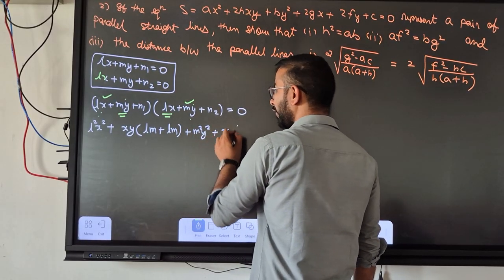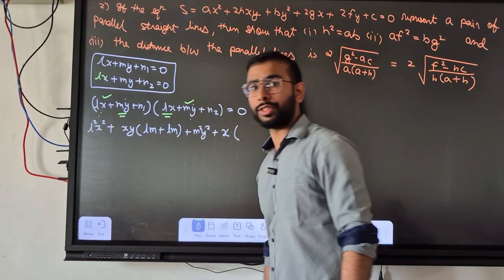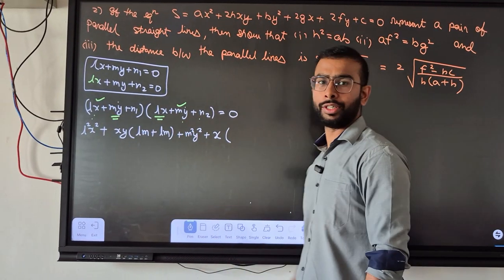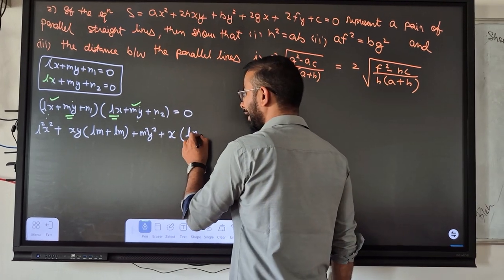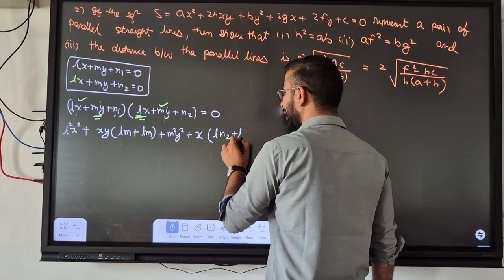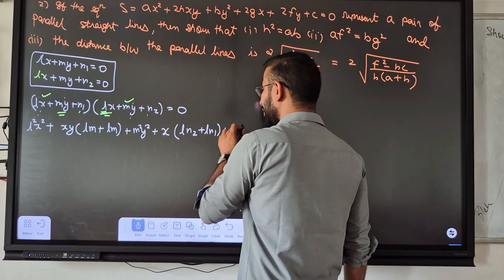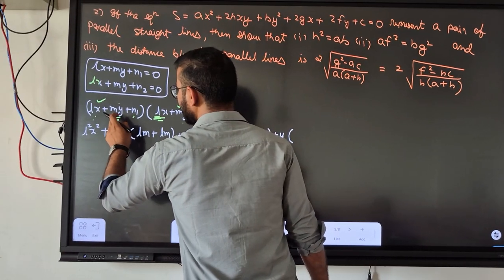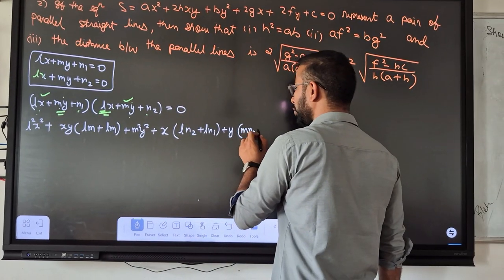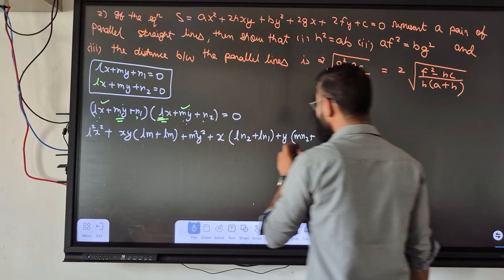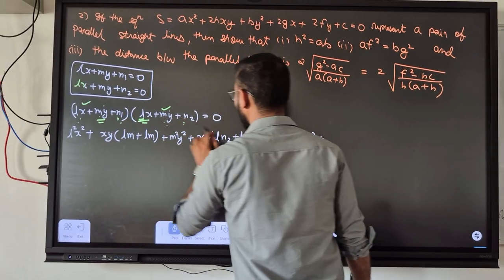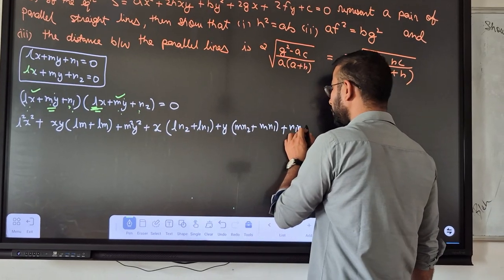Now let's take the coefficient of x. How to get the coefficient of x, guys? We'll take Lx with the constant part. So Lx is multiplied with n2, and what we'll have is Ln2. Similarly, this Lx is multiplied with this, so what we'll have is Ln1. Plus y into my multiplied with n2, so it is mn2. Similarly, this is multiplied with this, so it is mn1. And the constant part n1 into n2, which is n1 n2, equal to 0.